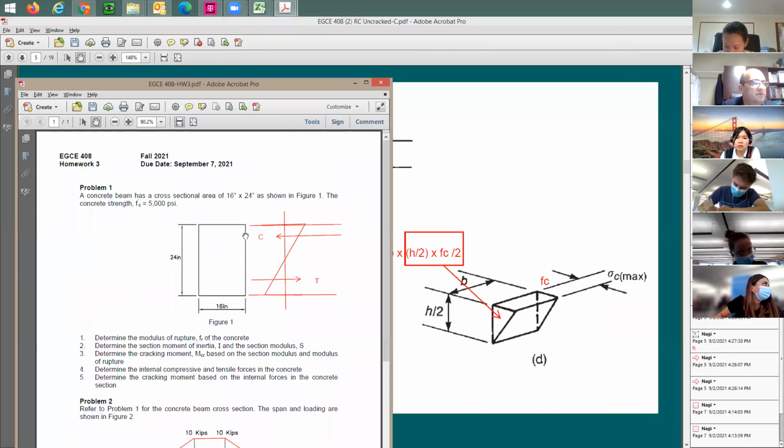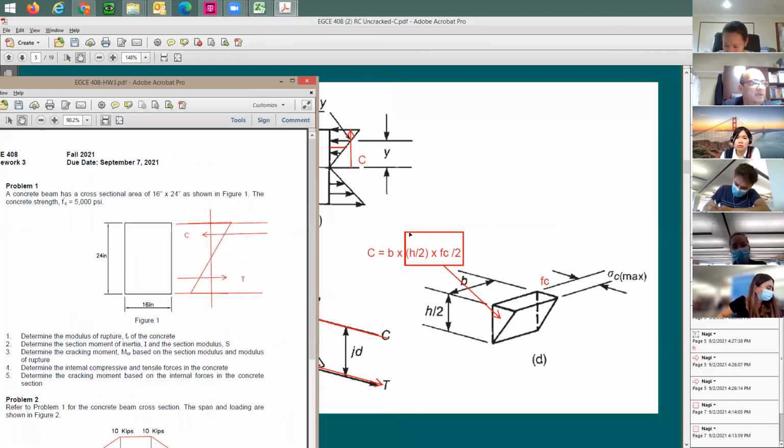This is going to be it. Just do this. You say C equals, and then you take the stress here on the top, which is the cracking stress, multiply by 1/2 of the beam depth, divide by 2, and then multiply by the beam width. Now it's going to get you the forces, and this is to solve for item 4. Now you have the tension compression force on the beam.